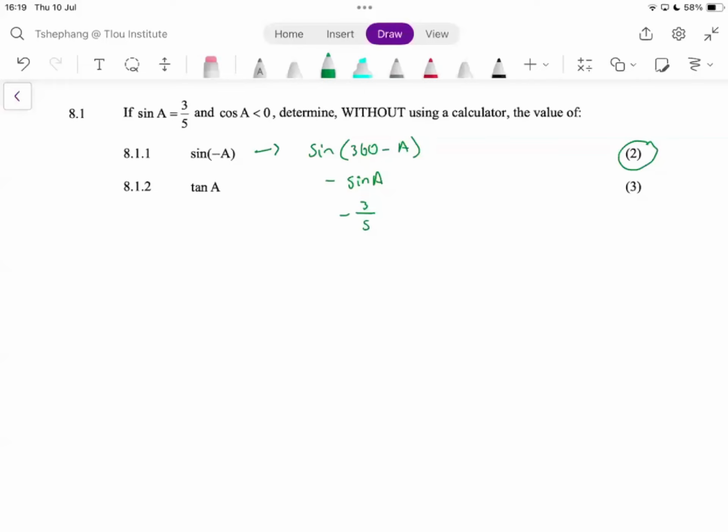Okay, we still have different answers there. Okay, let's see how to tackle this. Now, our small CAST diagram, they're saying sine of A is 3/5. 3/5 is a positive answer. It means that sine is either in there or in there. Furthermore, they say that cos of A is less than 0, which means that cos of A is negative. Where is cos negative? It's negative in there and in there. Now it means that we are in the second quadrant.